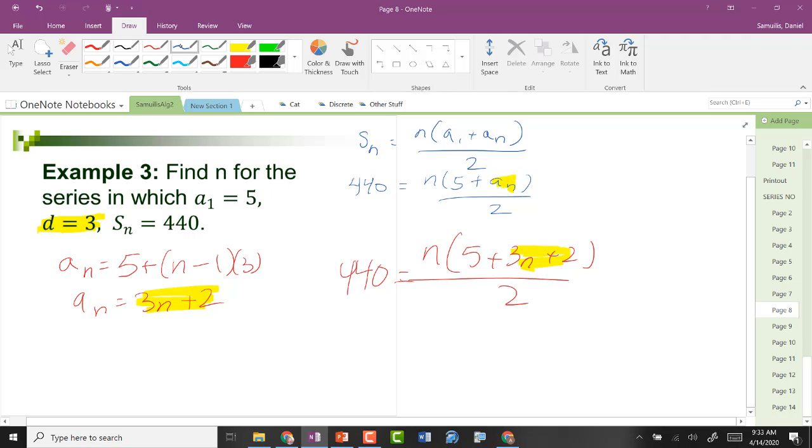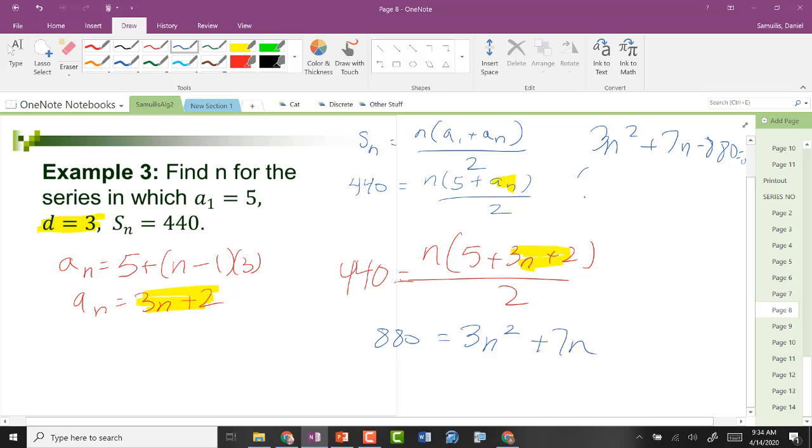Okay, I'm back. So algebraic process, go through and simplify this. You end up with 880 equals, well, this is 7, so I end up with 3n squared plus 7n. And it's a quadratic. So we have to solve that quadratic: 3n squared plus 7n minus 880 is equal to 0.